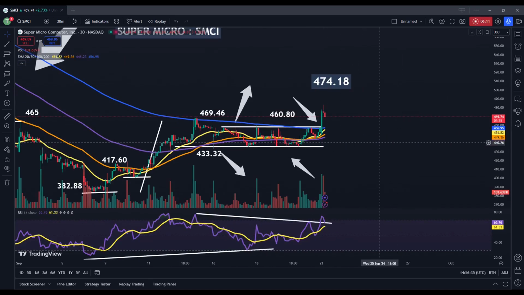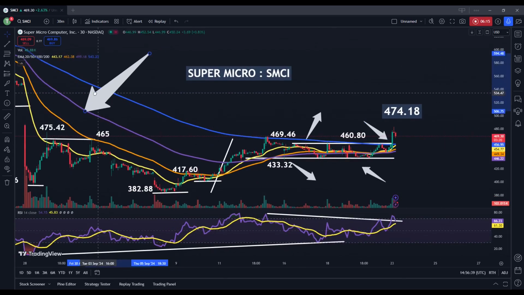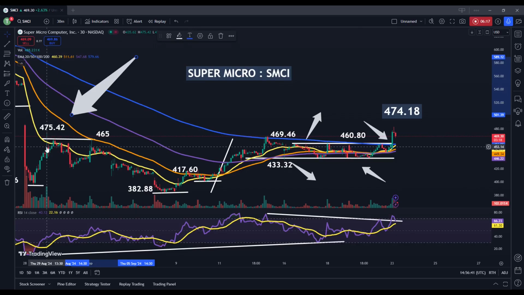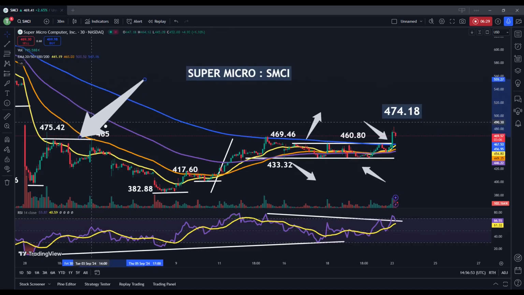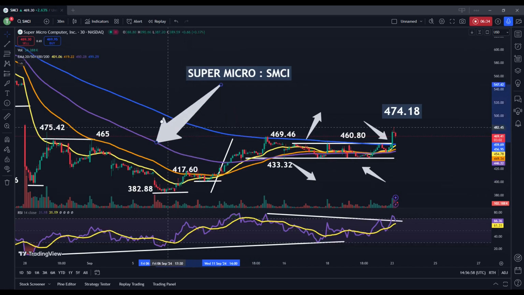But I don't want to get too far ahead of the game here. We do need to first break above this spike high, which came in here previously. This would be the August 29 trading session. This was just following that Hindenburg short seller report. So this is a significant resistance level, because this is the resistance level that ultimately led to those new near-term lows coming in at 382.88.